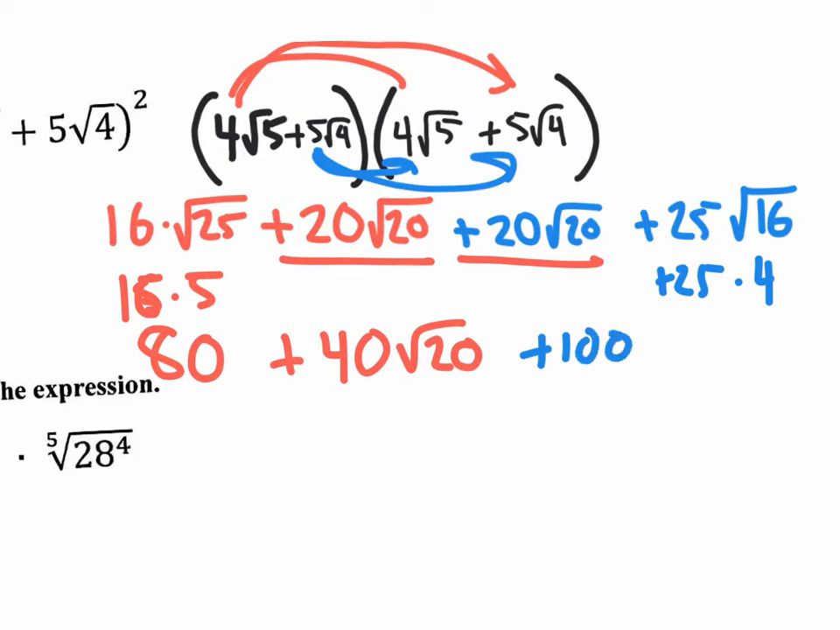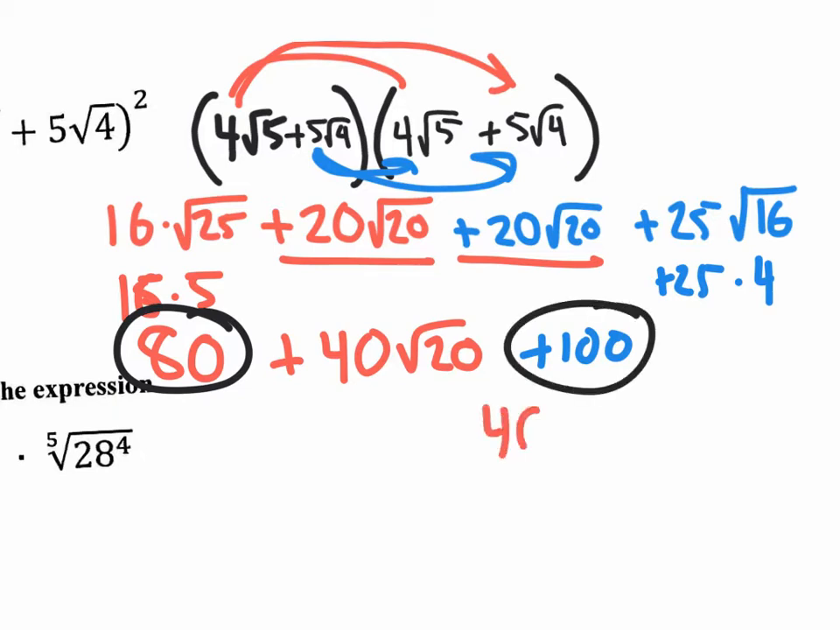And we could combine like terms. 80 plus 100 is 180. So let me rewrite this. We have 40 square root of 20. And let's put the plus 180 right in front. So we have 180 plus 40 square root of 20.